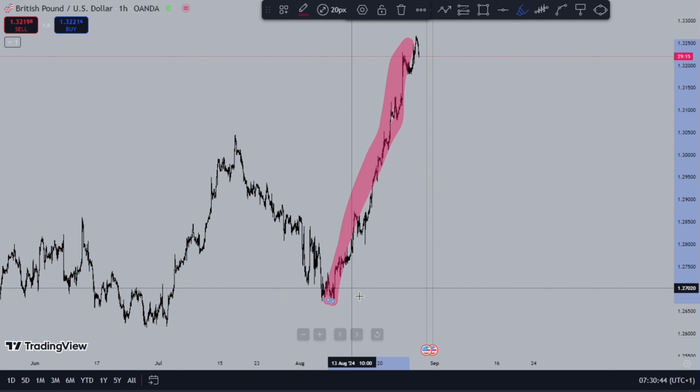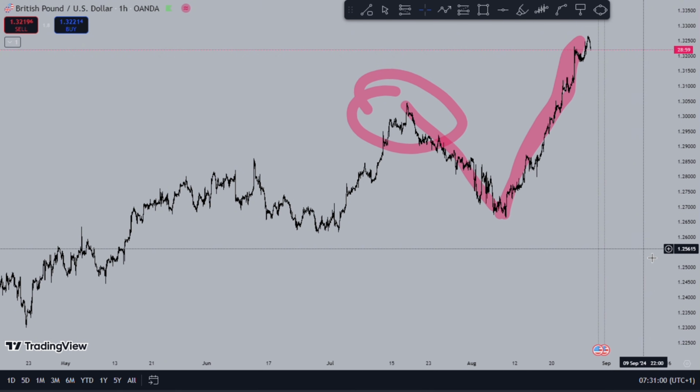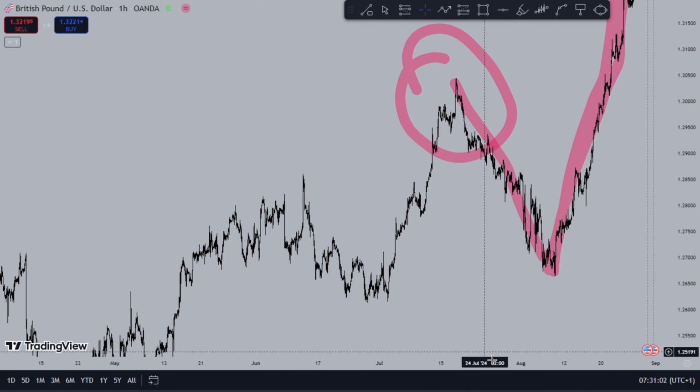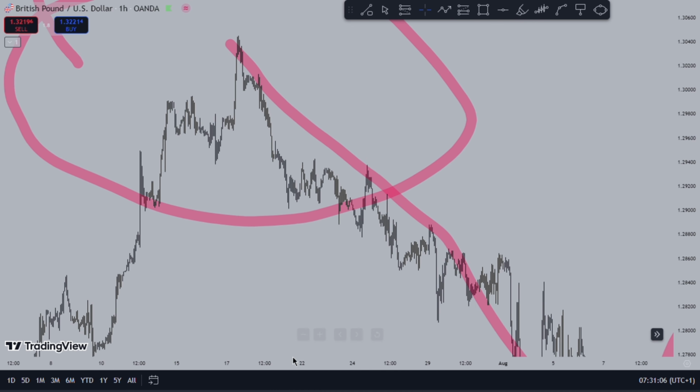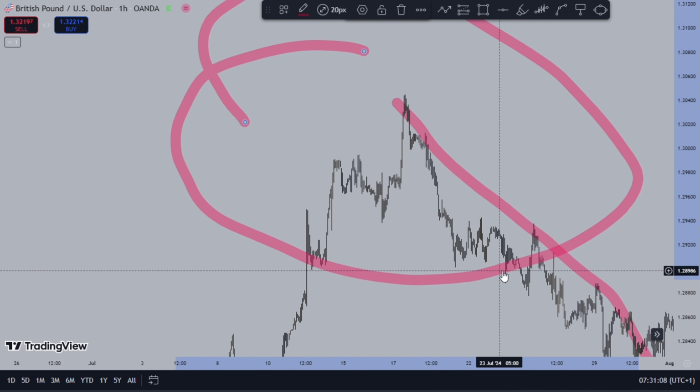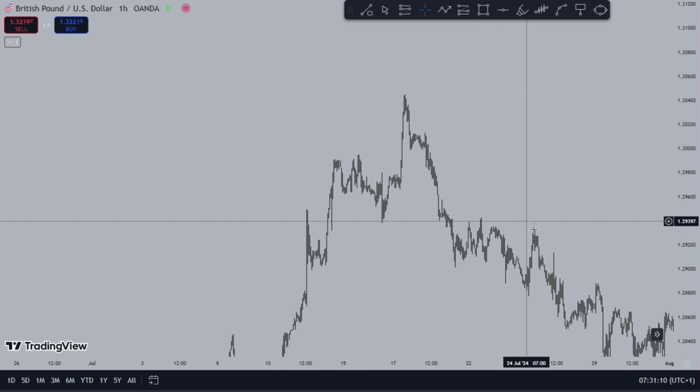So what you're going to do is identify where the bullish move started from, which is here, and you also identify the bearish move. Identify where the bearish move started from, which is here. So now you zoom into where the bearish move started from. Zoom in.